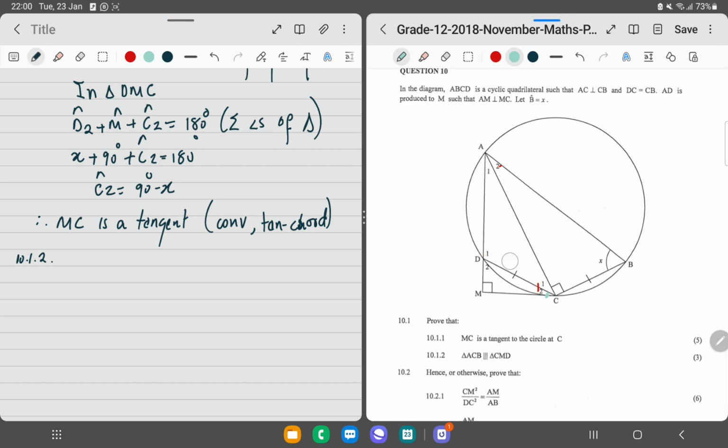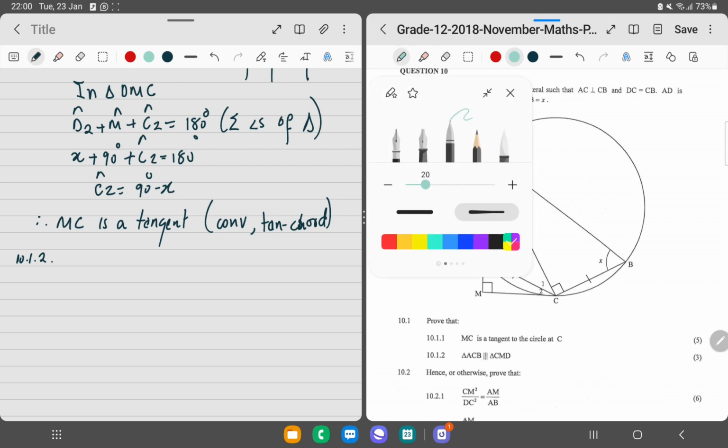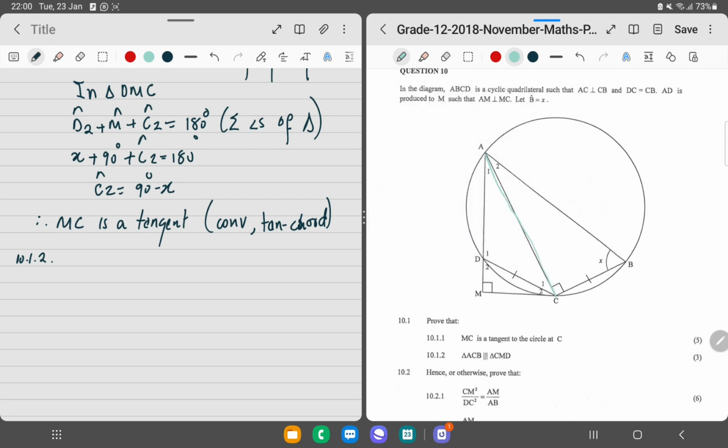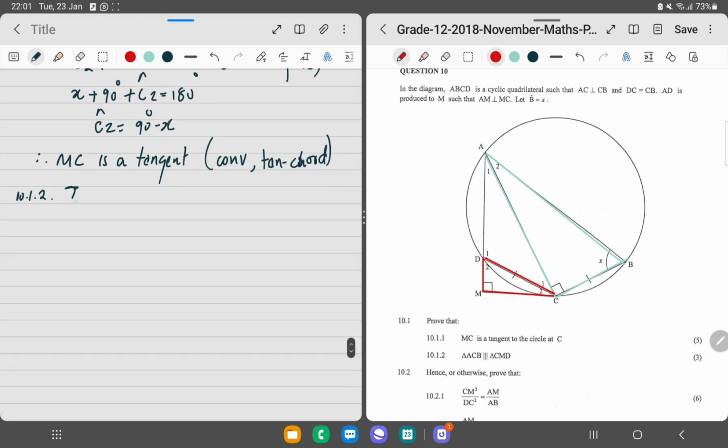So I need to prove that triangle ACB is similar to triangle CMD. So C in triangle ACB and triangle CMD.